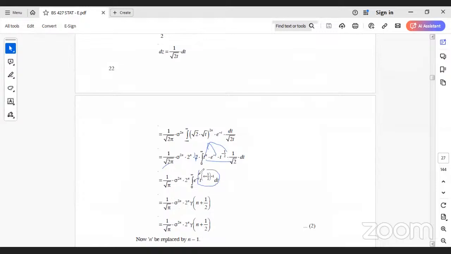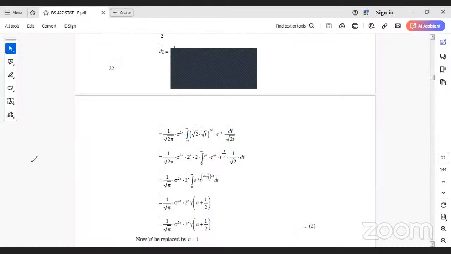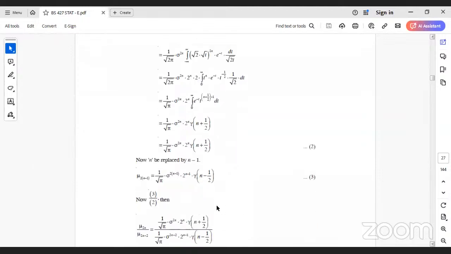So the condition is n plus 1 by 2. 1 by root pi sigma power 2n, 2 power n gamma into n plus 1 by 2. So n is replaced by n minus 1. So mu of 2n minus 1 is 1 by root pi sigma 2 into n minus 1, 2 power n minus 1 gamma into n minus 1 by 2.